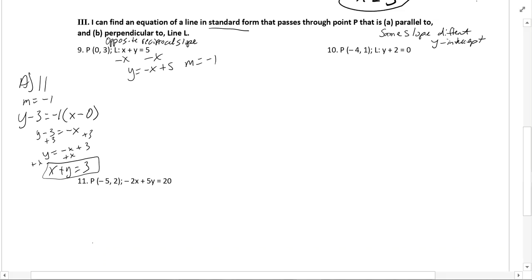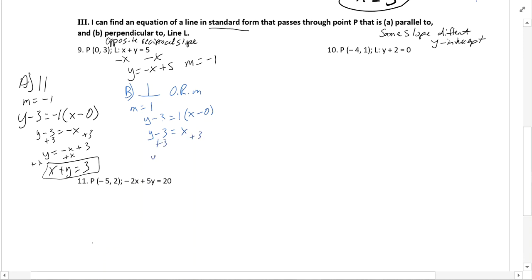All right, part B asks for the perpendicular. This is the symbol for perpendicular. Perpendicular lines have opposite reciprocal slopes. So the slope that we're going to use here is a positive 1. The opposite of a negative 1 would be a positive 1, and the reciprocal of 1 is just 1. So again, we're plugging into point slope. So y minus 3 equals 1 parentheses x minus 0. We're going to distribute, so we get y minus 3 equals x. I'm going to add 3 to both sides.